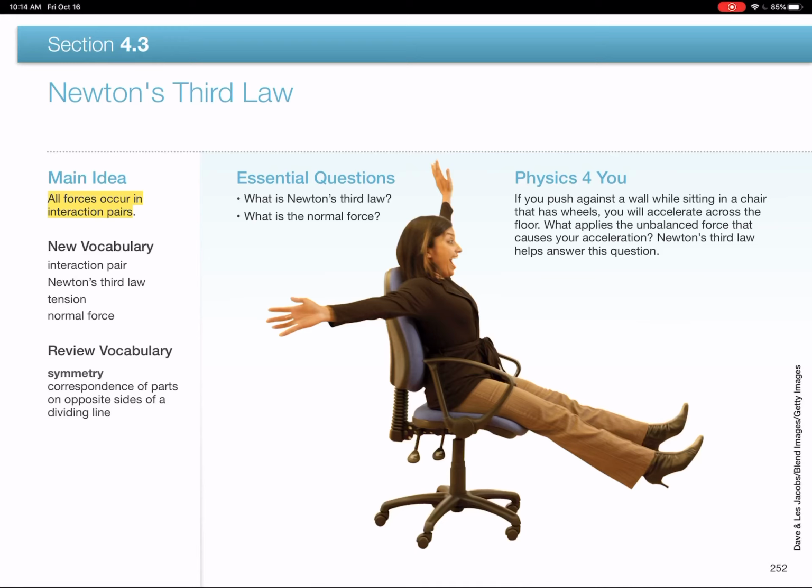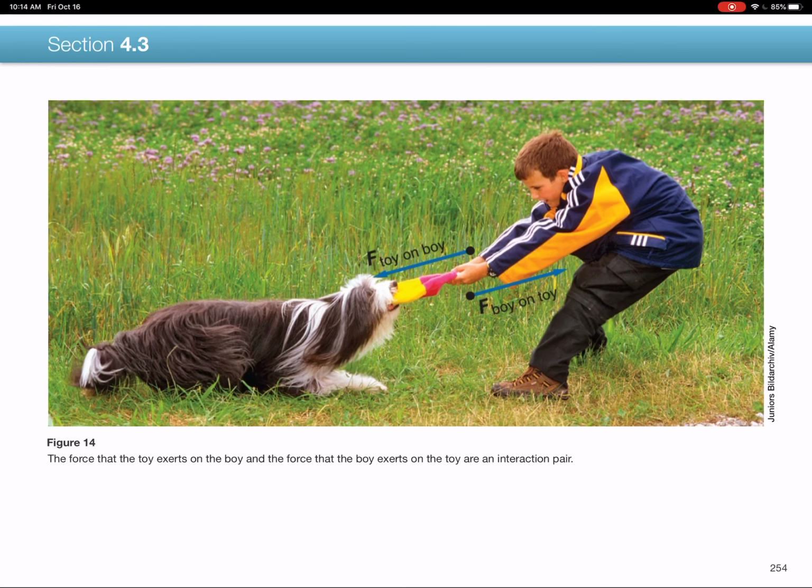Today's lesson is on Newton's third law. The main idea of the lesson is that forces occur in pairs. The forces within an interaction pair are equal and opposite. Let's look at an example.